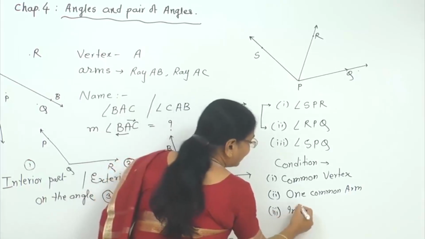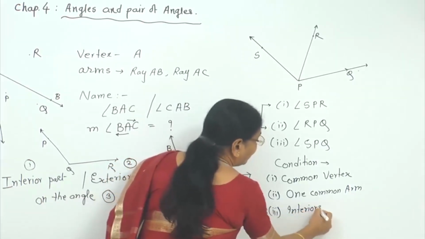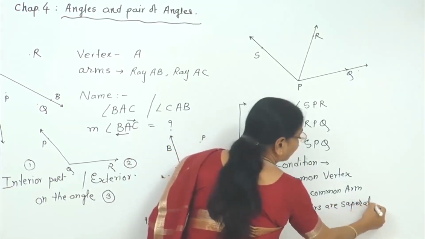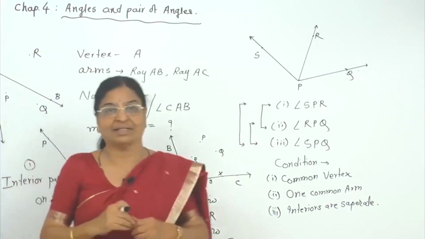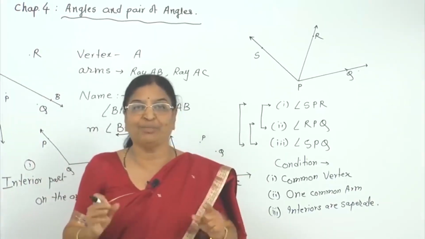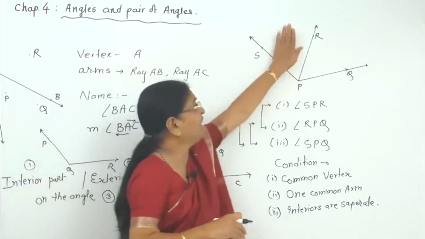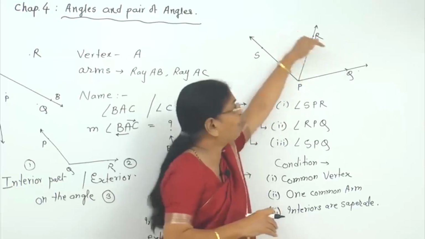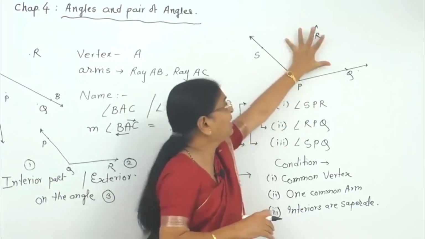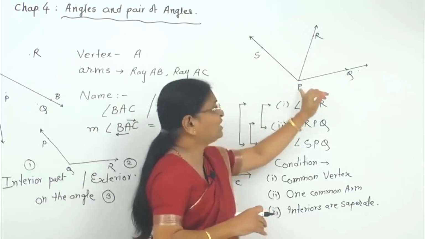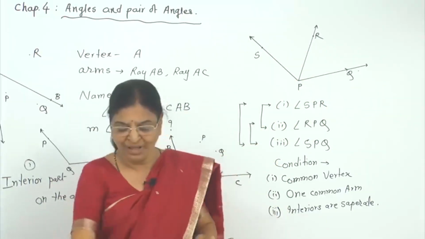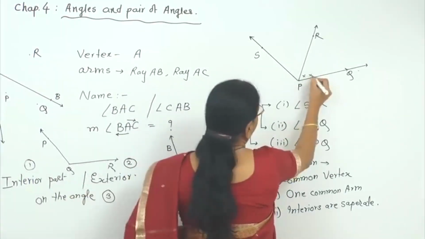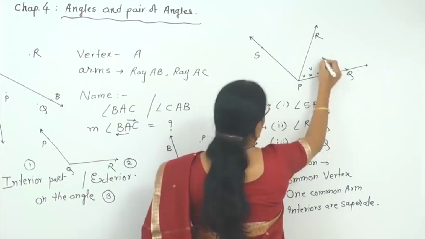But see the third one: their interiors are separate. What do you mean by interiors are separate? That is, no common point should be there in the interior. See here, this is the interior part of SPR. This is the interior part of RPQ. But this is an interior part of SPQ, which is common. See now, I will show you the points here. I can mark this is the interior part of this point. See.